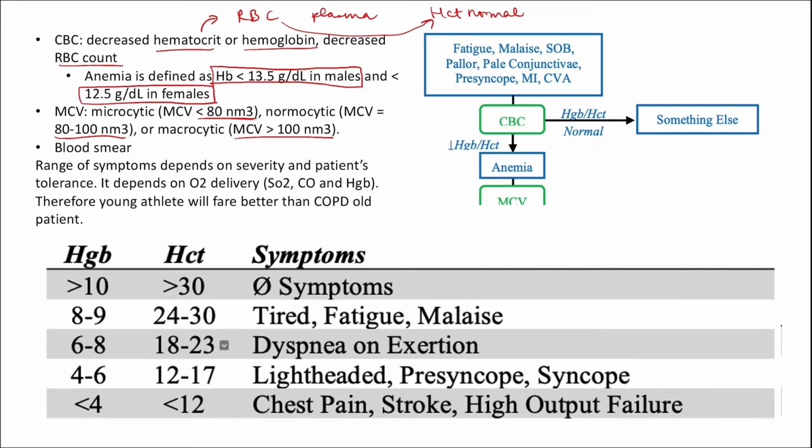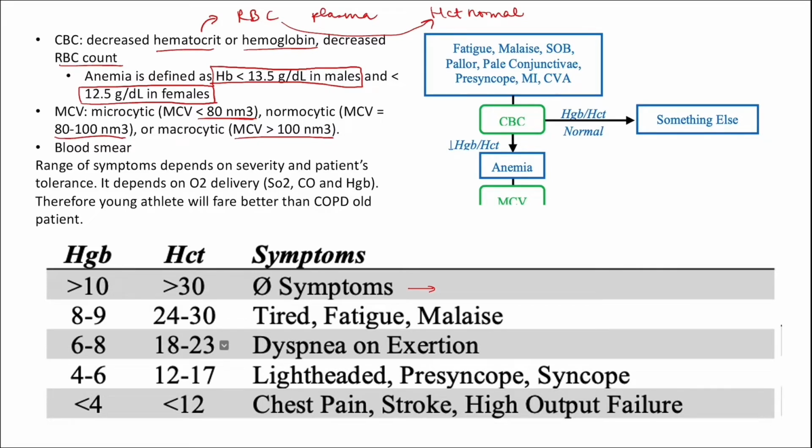Anything greater than 10 and 30, you would be asymptomatic. The patient would be just fine. 8 to 9, tired, fatigue, malaise, very non-specific symptoms. 6 to 8, you'd see dyspnea and exertion, which is to say that the patient would be short of breath when they start to exercise.